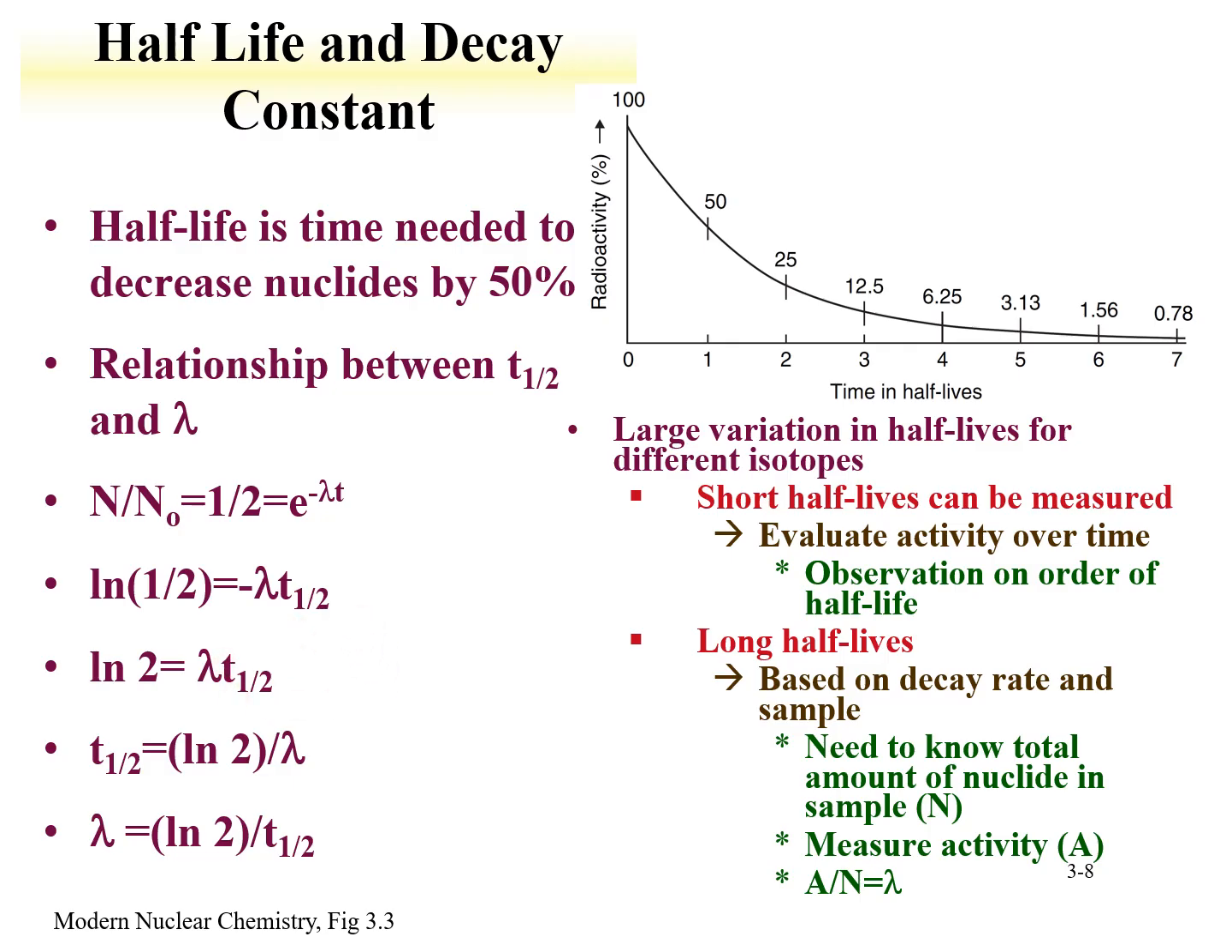So, in 1 half-life, this ratio should be 0.5. And then log 2 is equal to lambda times the half-life. And the half-life is equal to log 2 divided by lambda, or lambda is equal to log 2 divided by the half-life, as we already defined. There can be large variations in half-lives for different isotopes. Short half-lives can be effectively measured.